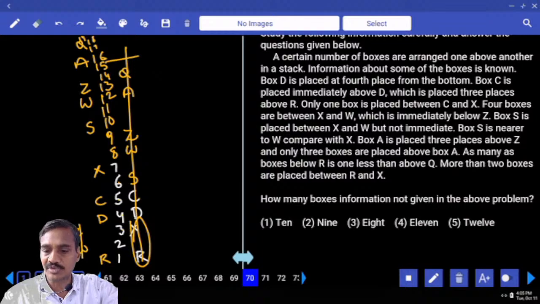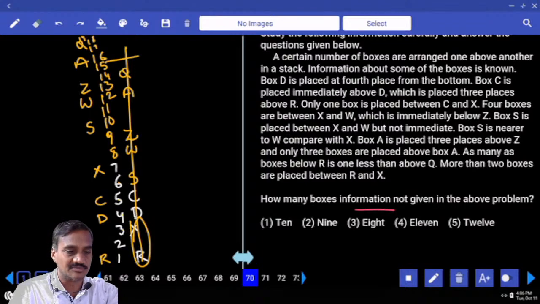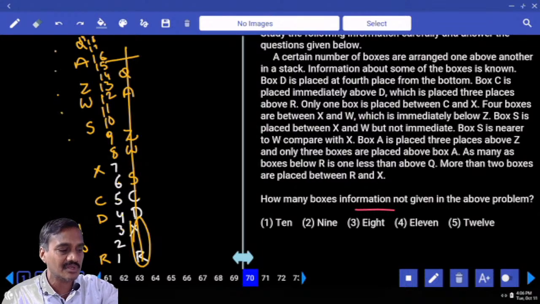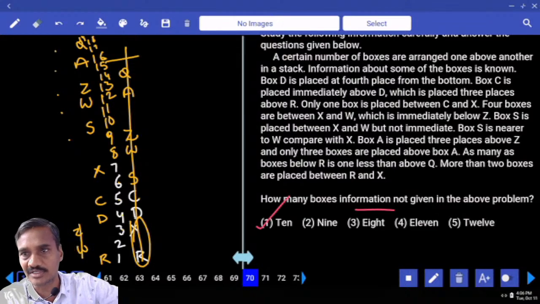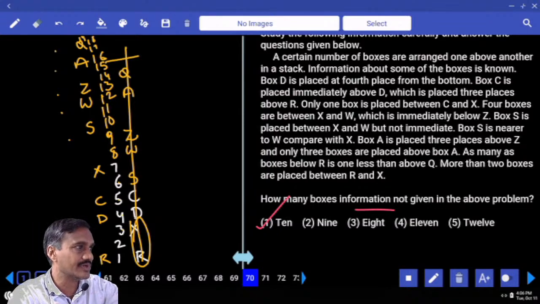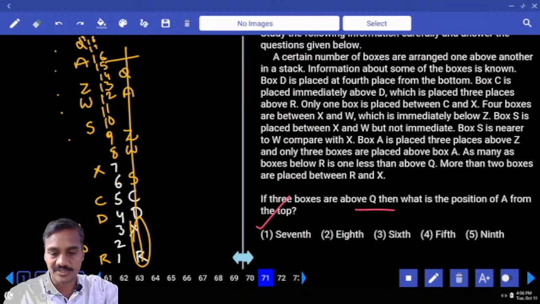Question 70: for how many boxes is information not given in the above arrangement? Out of these 19, information about 1, 2, 3, 4, 5, 6, 7, 8, 9 was given. And regarding the remaining 10, information is not given. Total boxes 19, with information given for 9 and not given for 10.